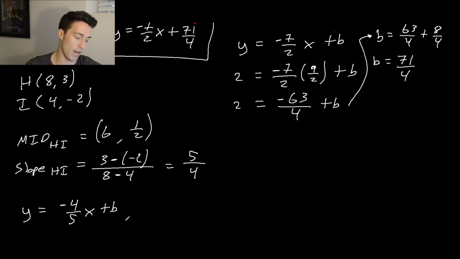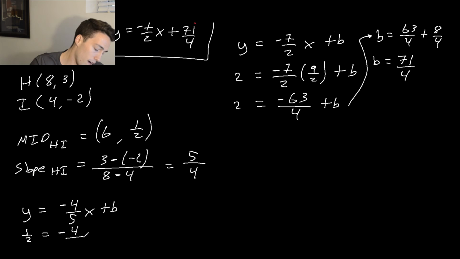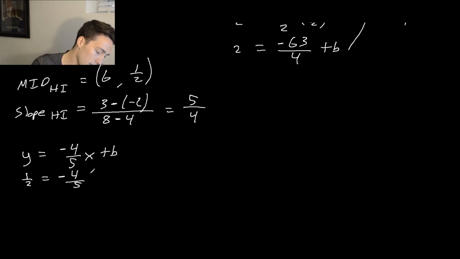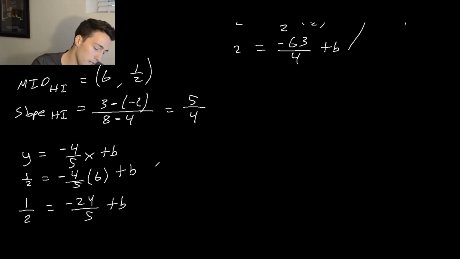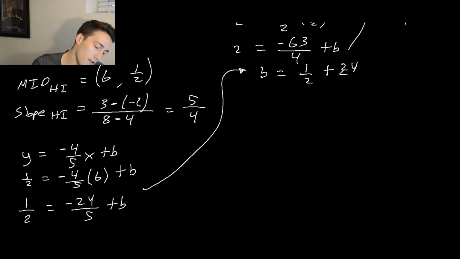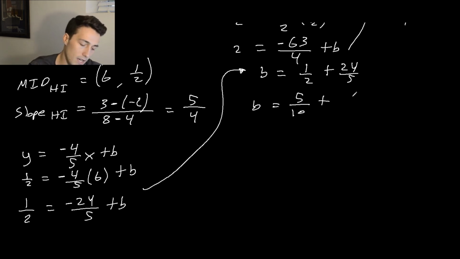And to solve for b, we're now going to plug in our midpoint. So we're going to have 1/2 is equal to negative 4 over 5, multiplied by our midpoint value of x, which is 6, plus b. So we get 1/2 is equal to negative 24 over 5 plus b. If we solve for b, I'll do it up here. b is going to equal 1/2 plus 24 over 5. If we get a common denominator, this is going to be 5 over 10 plus 48 over 10. So here we're going to get 5 plus 48, that's going to be 53 over 10.